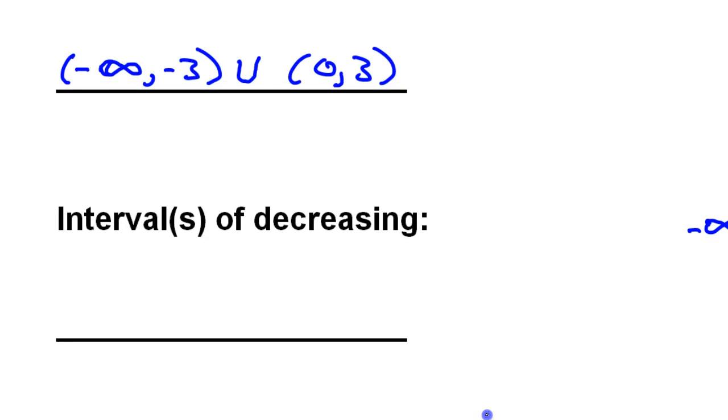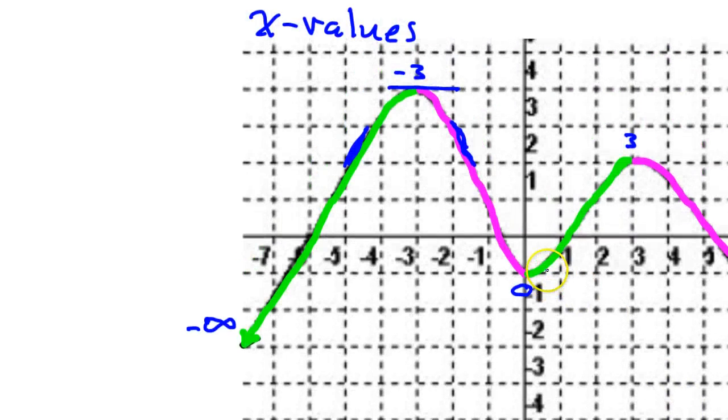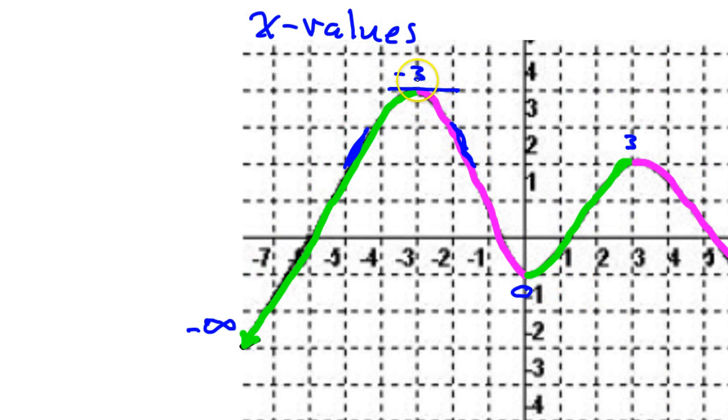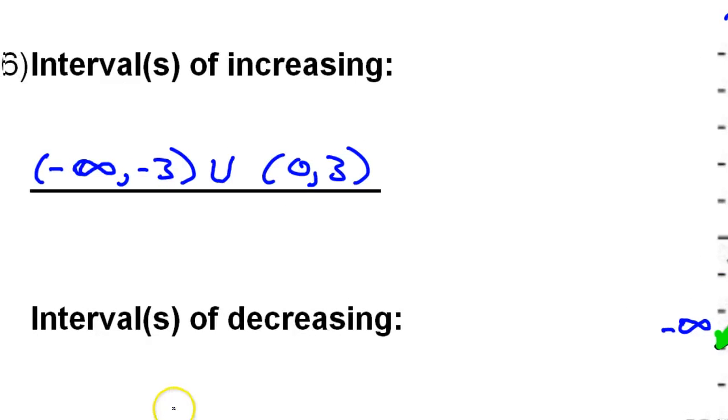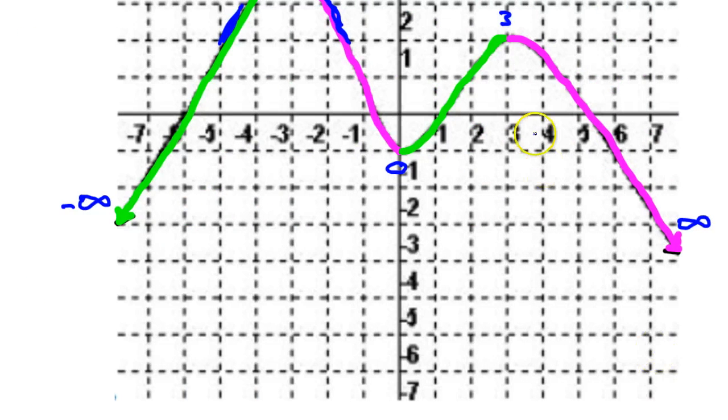Now intervals of decreasing. We have two of those. The first one is here from negative 3 to 0. Union. And then the last one is from 3 to infinity.